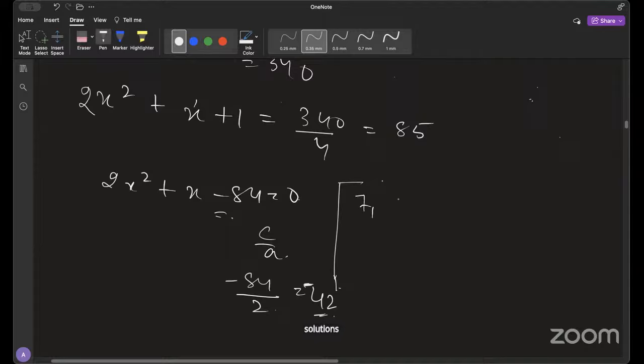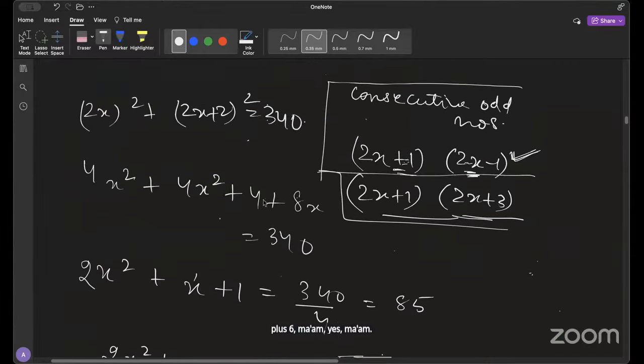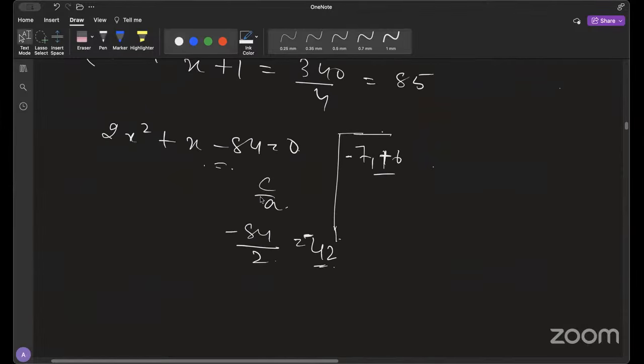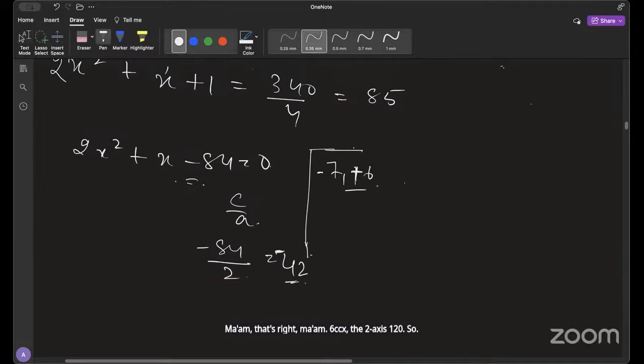Solutions. Is it 6, 7, and minus 6? And 12 and 14. Minus 7 and 6. Minus 7 and plus 6 ma'am. Yes ma'am. Minus 7 and plus 6. Ma'am, that's right, ma'am. 6 is x, the 2x is 12. So 12 and 14 are the answers. Okay.